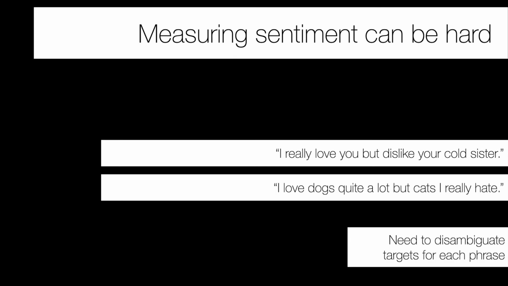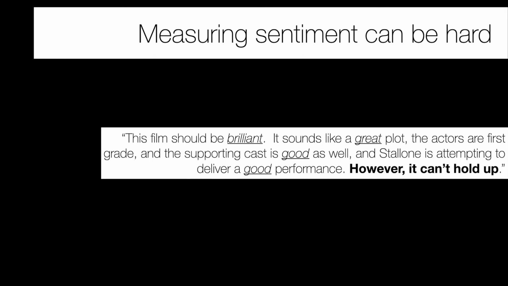I love dogs quite a lot, but cats I really hate. Same kind of thing. So 2 different targets here. We have to separate these somehow. Now, there's a lot of work on doing sentence segmentation, but that's not going to help you here. Maybe you have to do phrase segmentation. Identify these different phrases or what the different nouns are, and ascribe some sort of sentiment to each one of these nouns. Things get worse when you look at more sophisticated kinds of reviews, right?